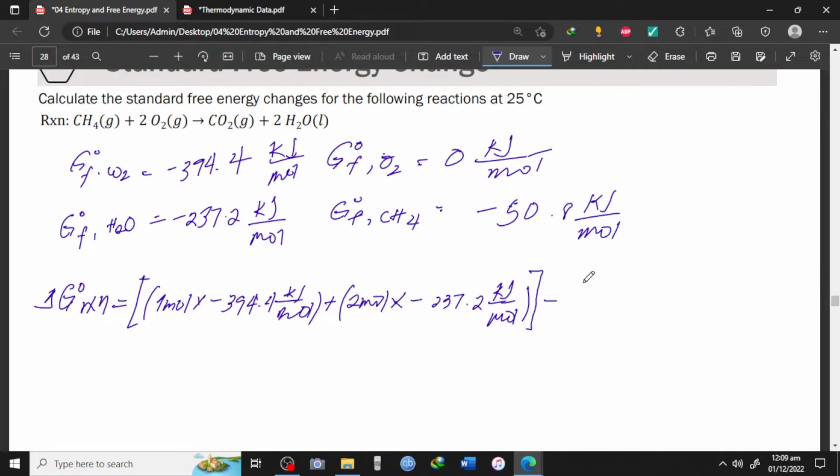Subtracted by, dun tayo sa reactant part, no? So, unahin natin si methane. So, for methane, that will be simply 1 mole times, value ng methane, negative 50.8.